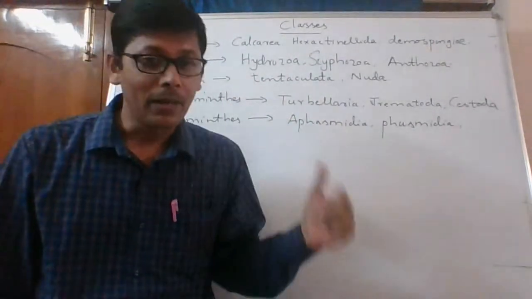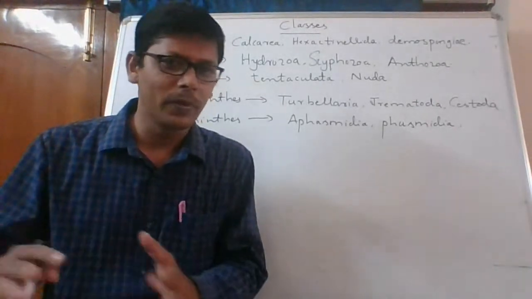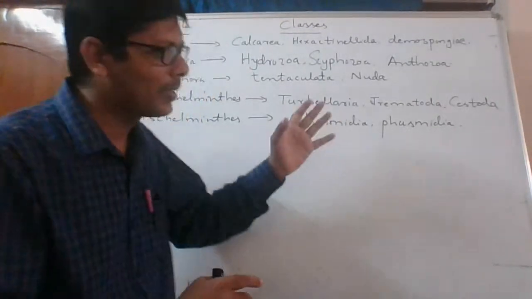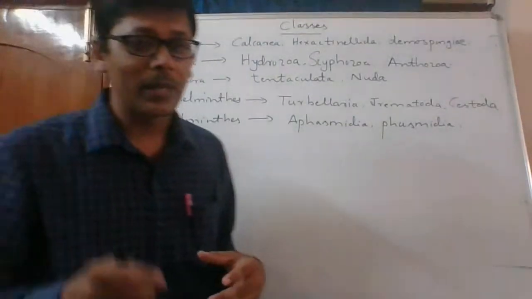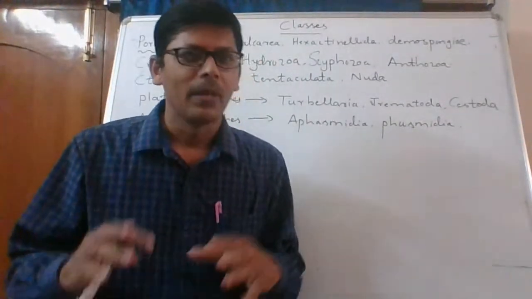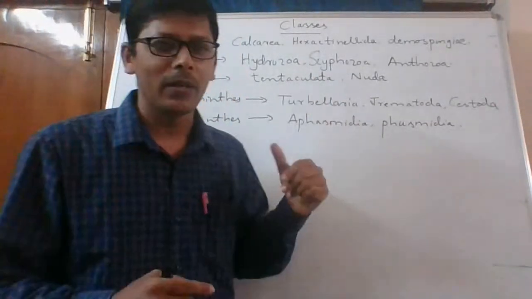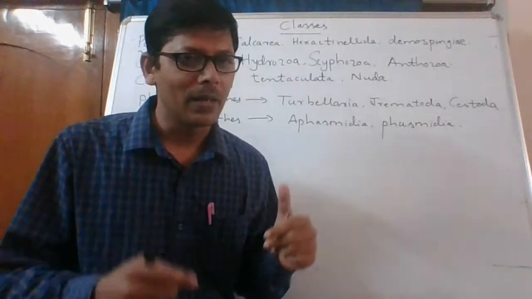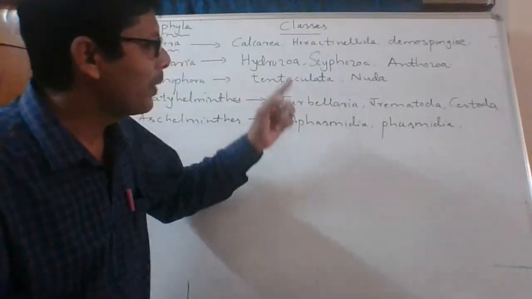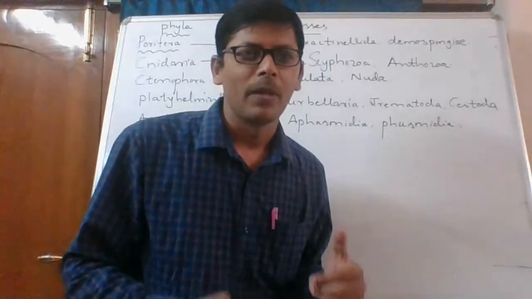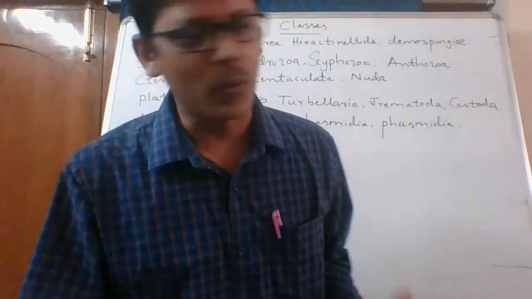Calcarea. Calcary hexa. By the time I finish this class, you must learn this all. Okay, calcary hexagonal demospongia, hydrozoa, skypozoa, anthozoa, tentaculata, nuda, tentaculata, nuda, turbillary trematoda, cestoda, turbillary trematoda, cestoda.